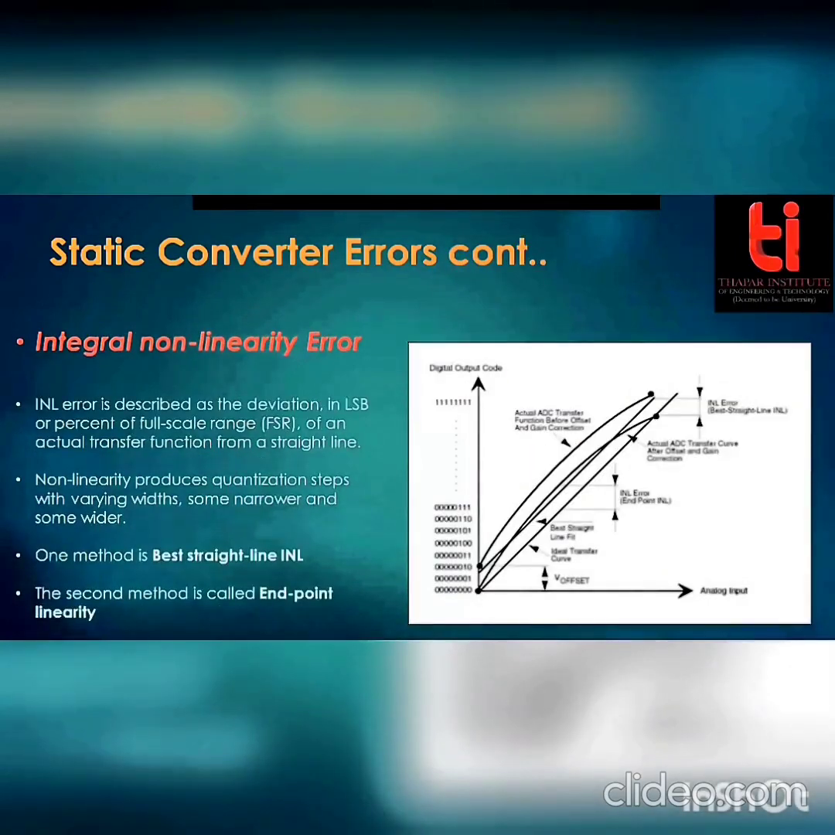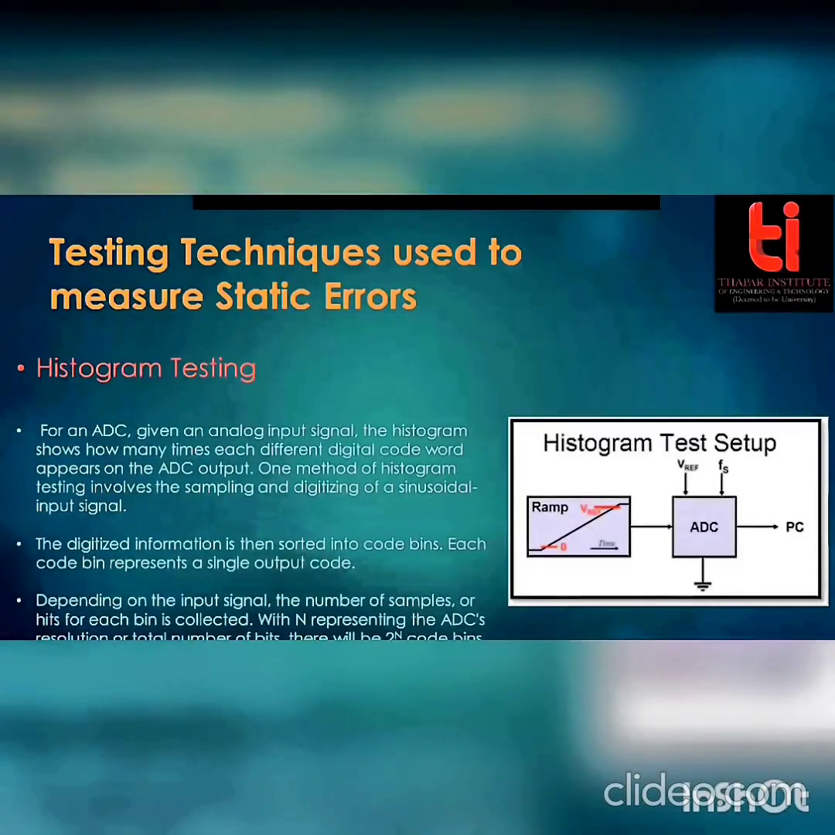The second static converter error is integral nonlinearity. INL is described as the deviation, in LSB or percent of full scale range, of an actual transfer function from a straight line. So what are the testing techniques used to measure static errors? The technique I have used is histogram testing.